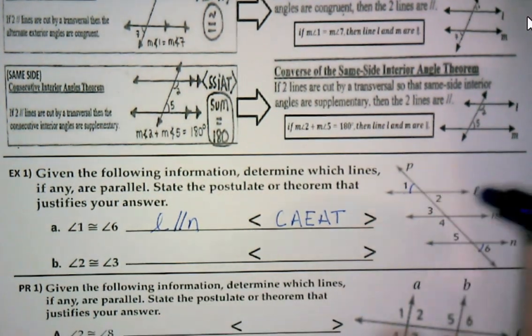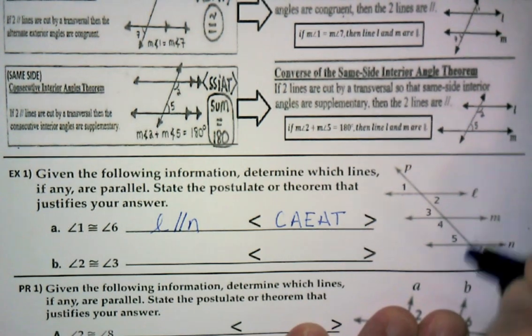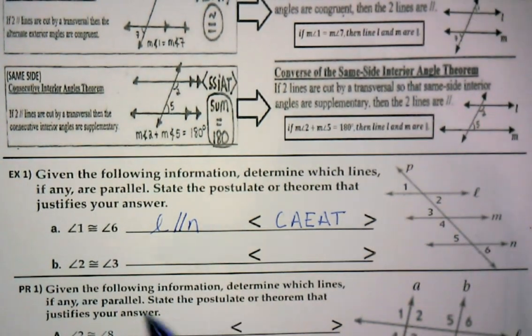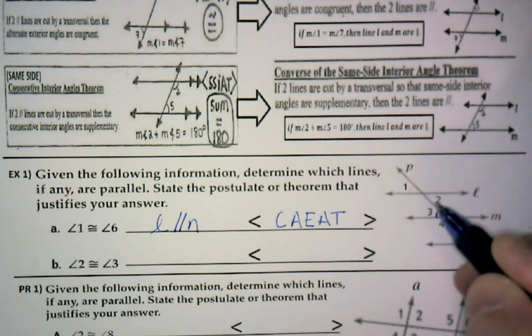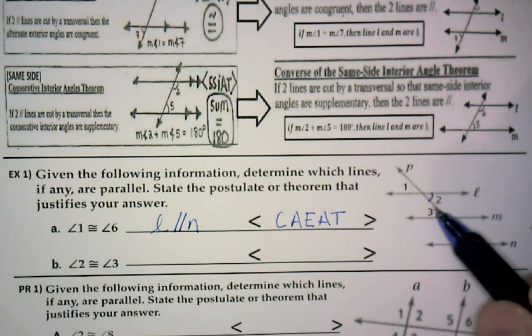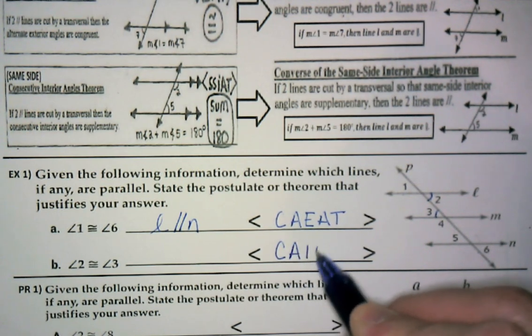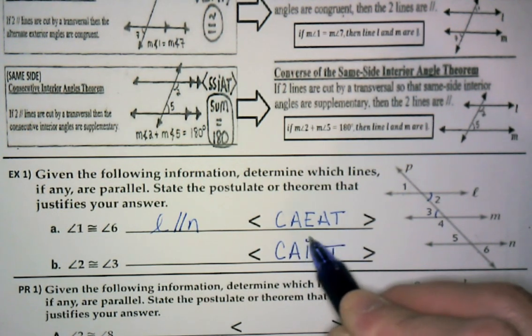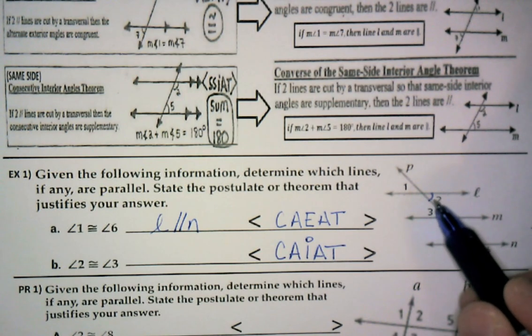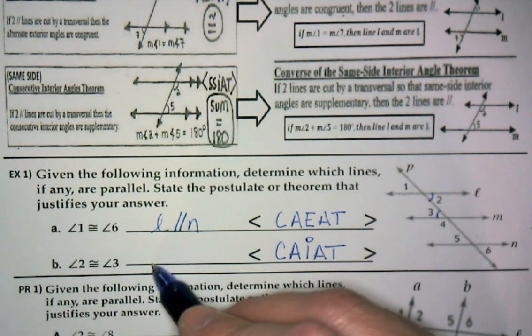Okay, so then let me erase now, and let's do the next one. The next one says 2 and 3 are congruent. So 2 and 3, and this would be alternate interior angles. So it would be the converse of the alternate interior angle theorem. And then it would be line L and line M.